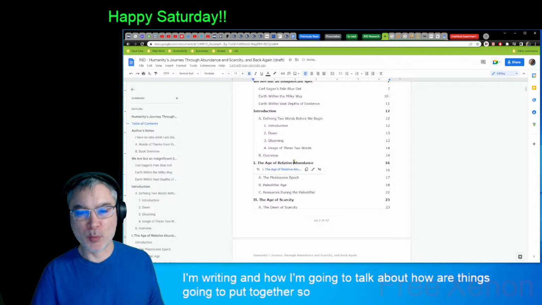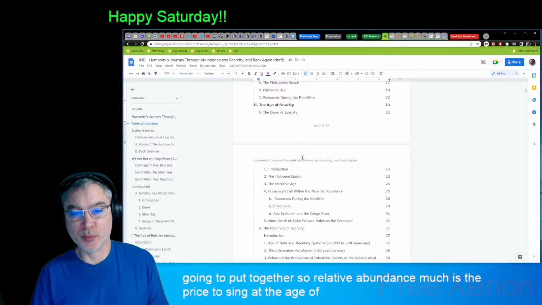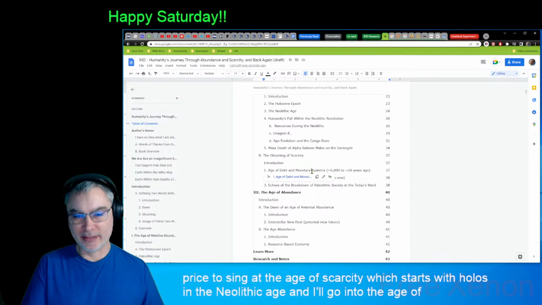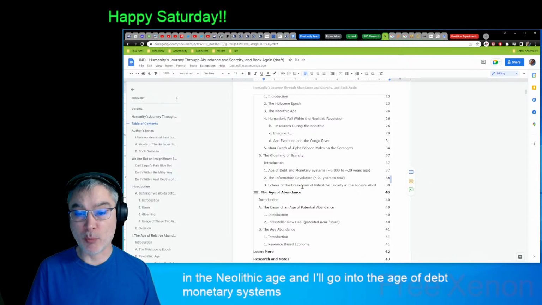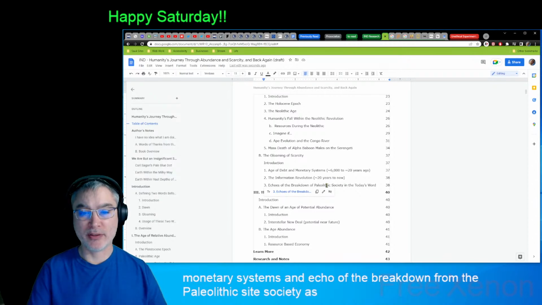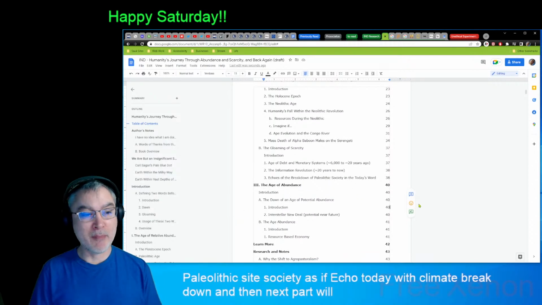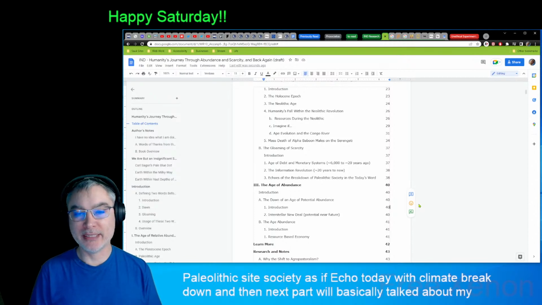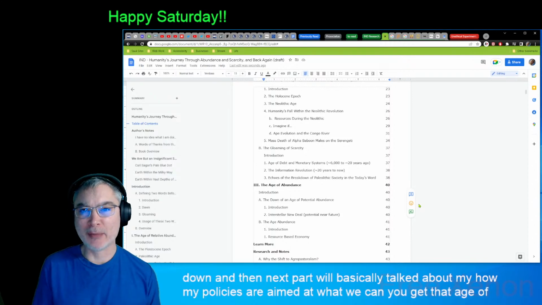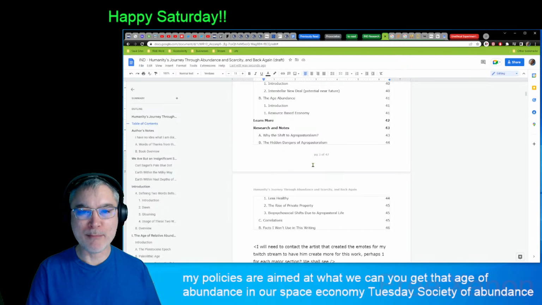So, the age of relative abundance, which is in the Pleistocene, the age of scarcity, which starts with the Holocene, the Neolithic age, and that'll go into the age of debt and monetary systems, and the echo of the breakdown from the Paleolithic society as it's echoed today with climate breakdown. And then the next part will basically talk about how my policies are what we can use to get that age of abundance, and how a resource-based economy is the society of abundance. So that's kind of what I'm working on there.